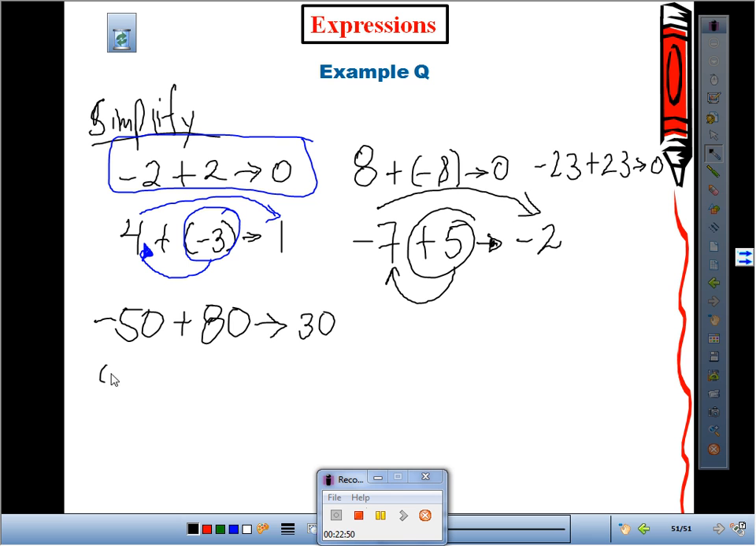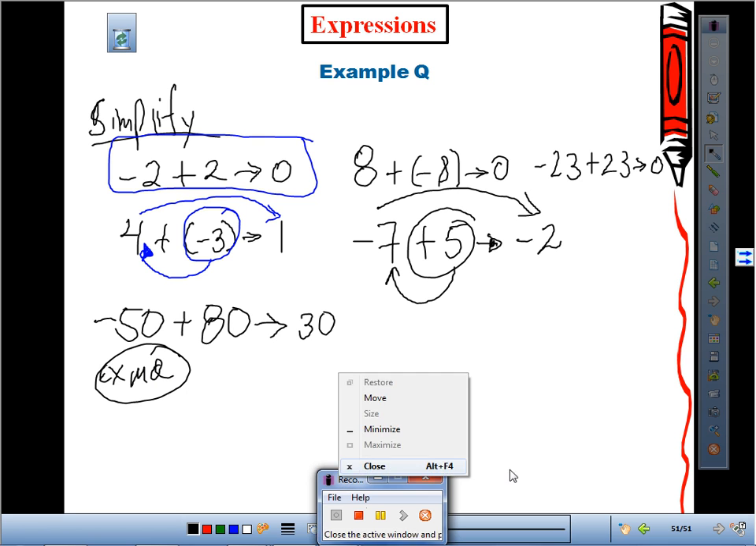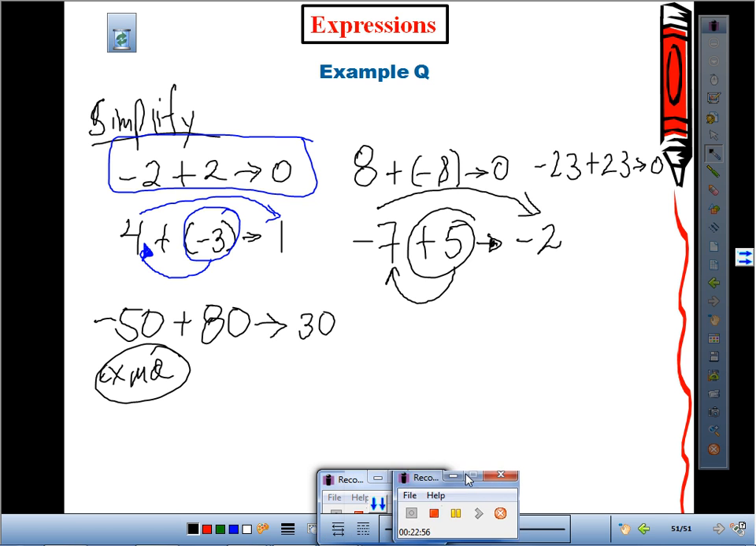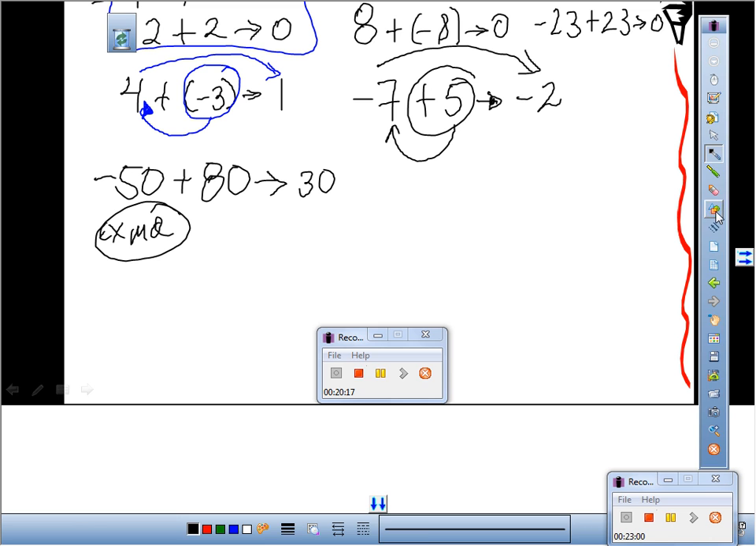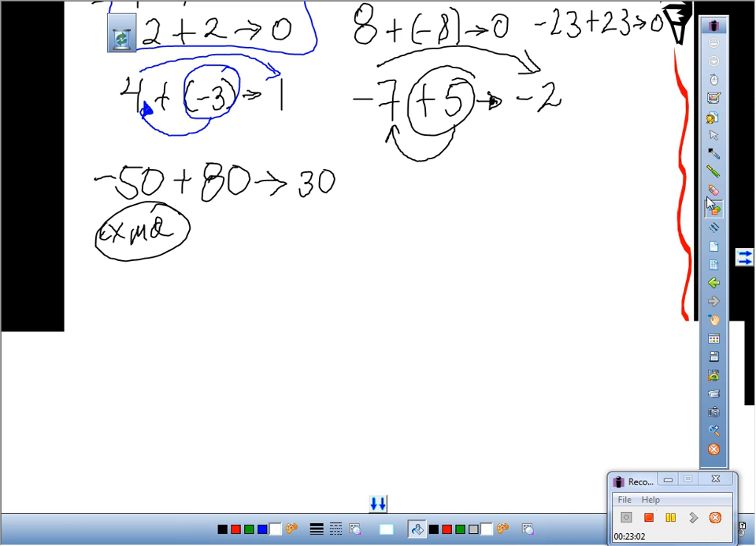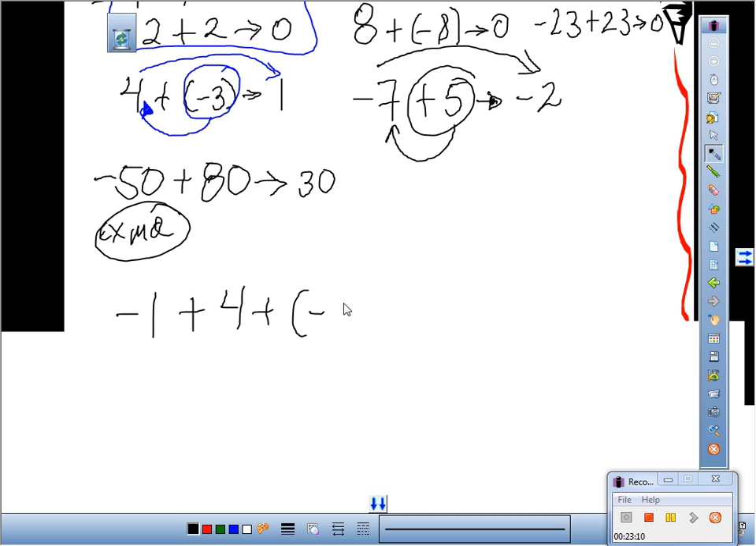Here we go. Example, mega Q. All right. Here we go. Negative 1 plus 4 plus negative 9.